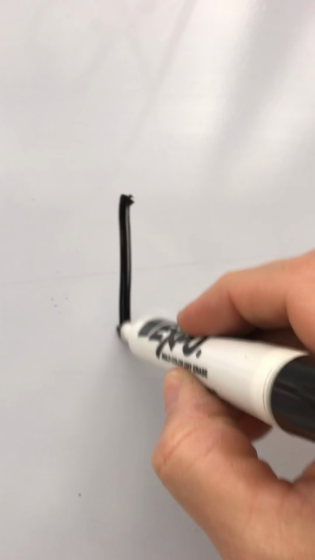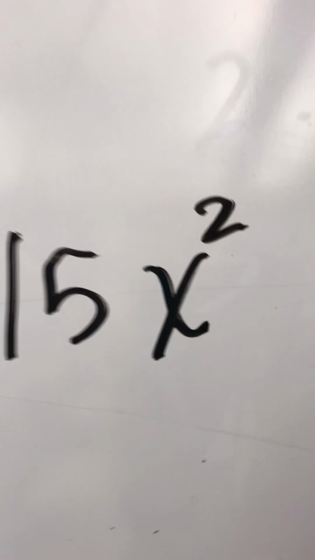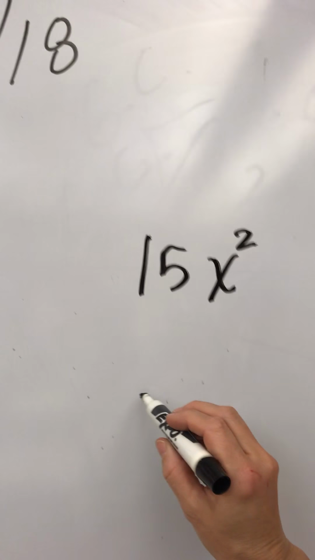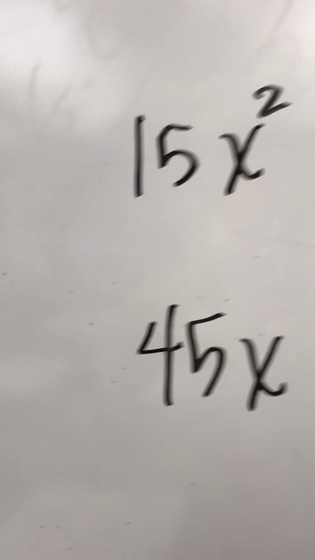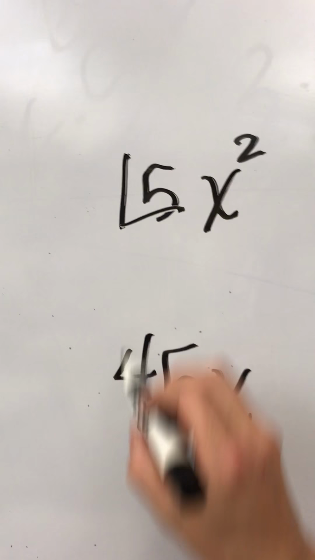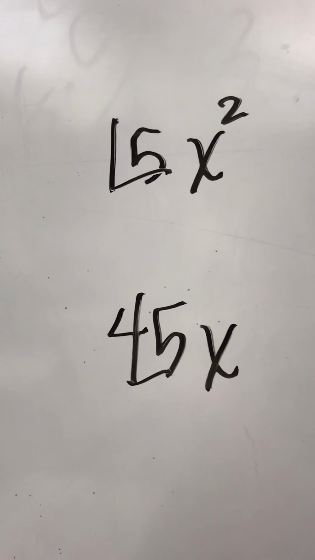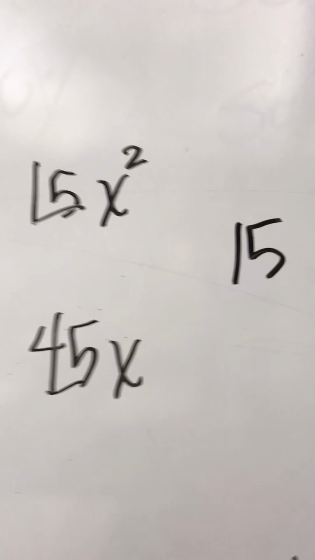All right, guys, so let's just recap. This is what the GCF of two monomials is. So if we looked at 15x squared, and 45x, let's just do that. What do they have in common? 15 and 45. What's the biggest number that goes into 15 that also goes into 45 evenly? 15 does. So we're going to start with the 15.